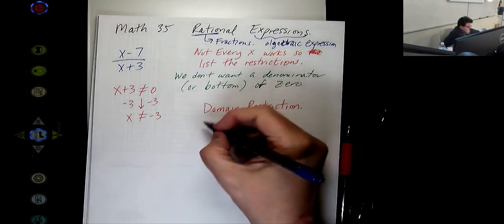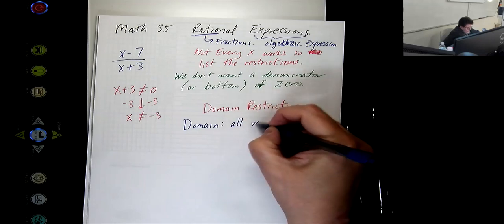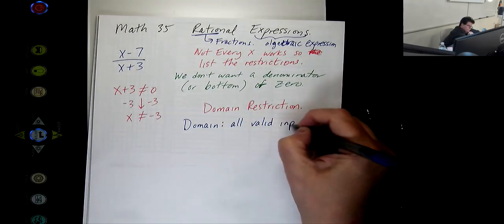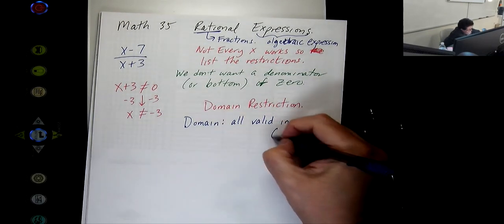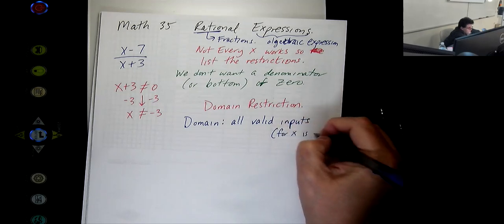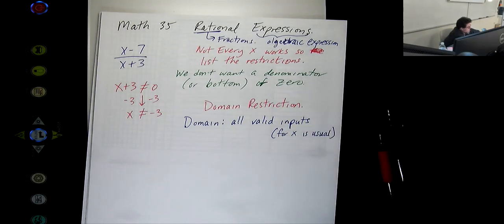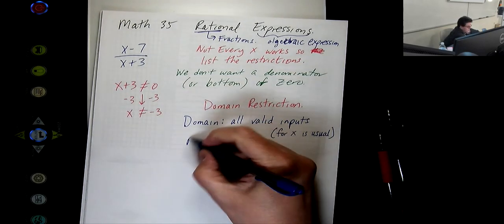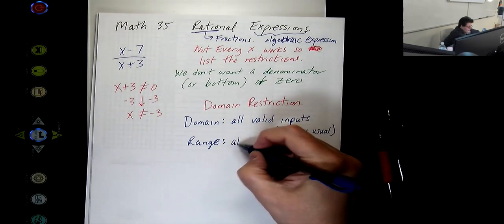The reason why is what domain means. Domain is all valid inputs. Usually when we're working with it, we often use x as our input variable. And while it doesn't come up here right now, the thing that goes with it is the range. We won't be working with it till chapter 1, I believe. That's all valid outputs.